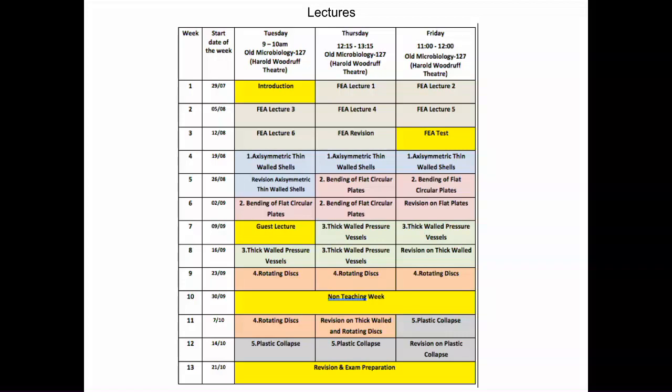So from week 4 onwards, you're going to get lectures, and we'll talk about thin wall flat circular plates, thick wall pressure vessels, rotating discs, and then we'll also talk about plastic collapse. When you look at all these topics, you have to relate them to what you see.